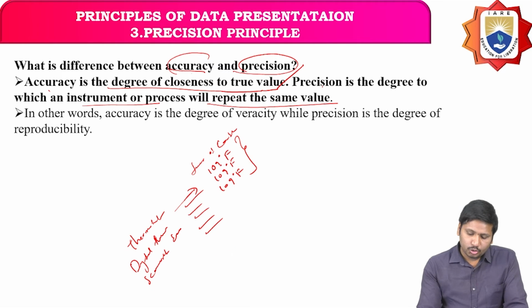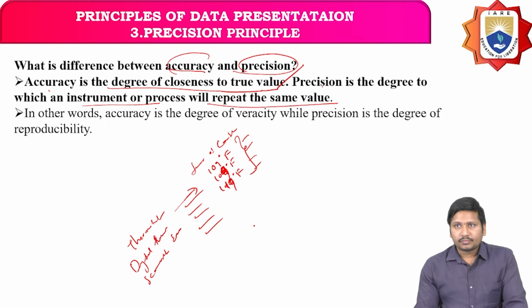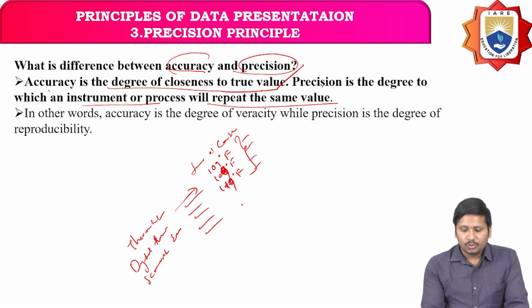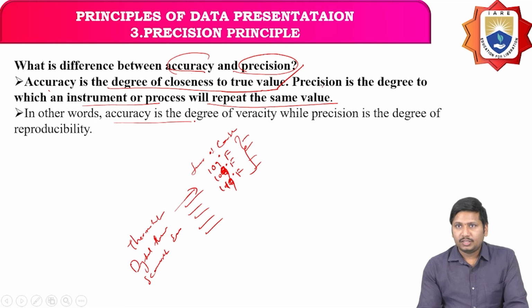Suppose sometimes the thermometer is showing 109, the digital thermometer is showing 108, and the scan device is showing 110. So what will happen? There is no accuracy. There should not be an accurate reading. Okay. So that should be the precision. So how to measure? Whatever measurements were taken through different instrument devices, if all the devices show the exact value, then that should be considered as exact precision. So in other words, accuracy is the degree of veracity, while precision is the degree of reproducibility.